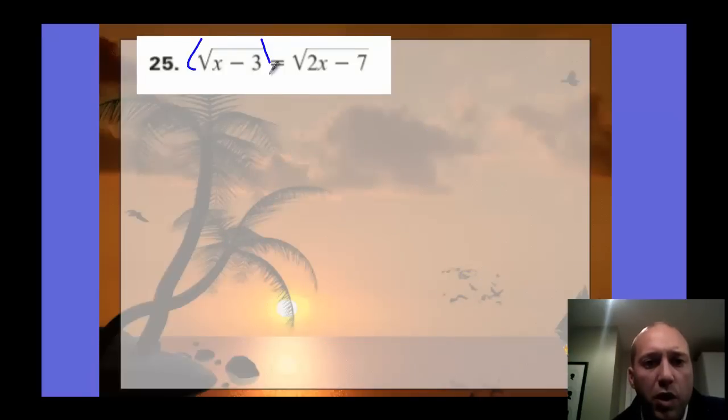So last problem here, we can square both sides to get rid of the square root. And if you do it on both sides, you actually get rid of both square roots. So x minus 3 equals 2x minus 7. So let's subtract x to both sides.